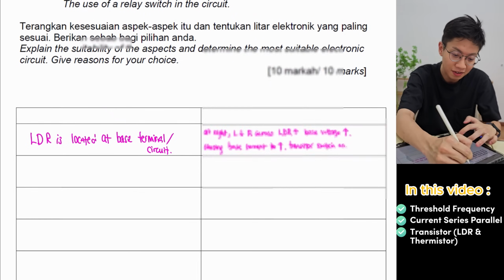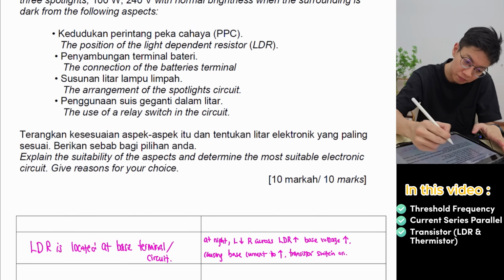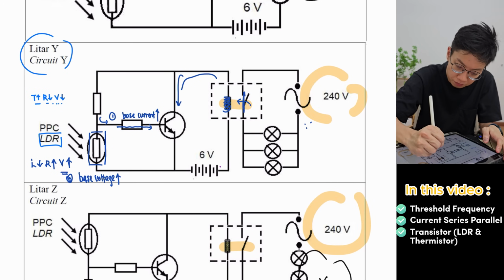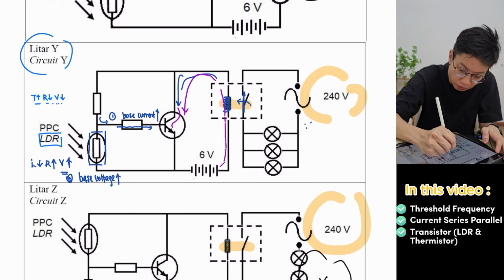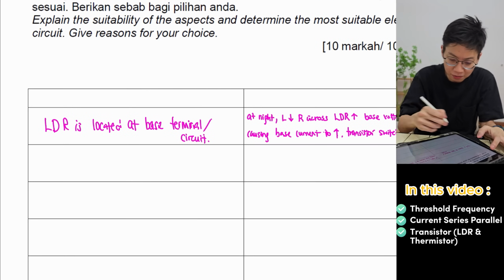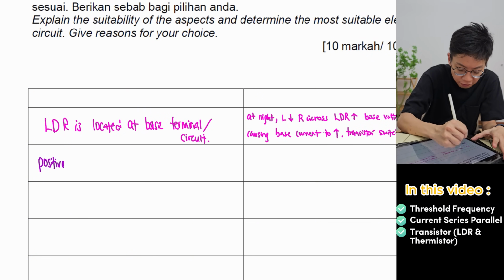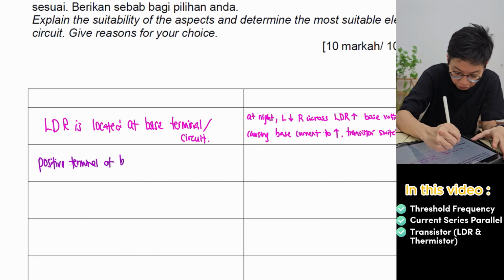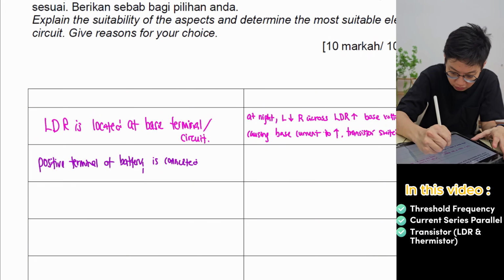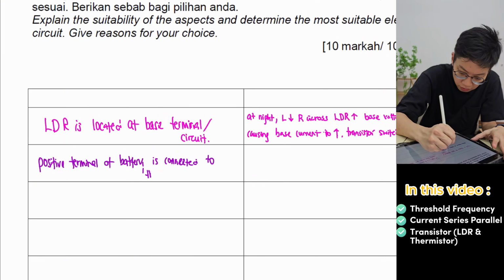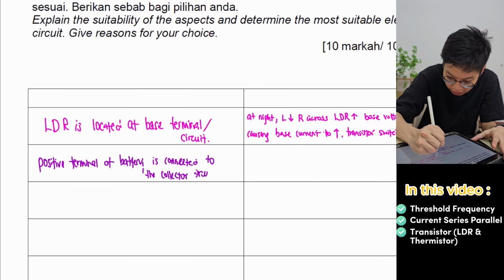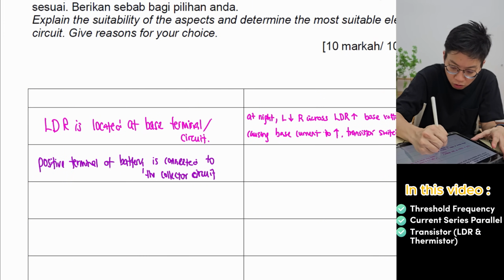Now number 2, what is it? It is the connection of the battery. So your battery's positive terminal must always be connected to the collector, because that's where you want your current to flow. So it's a bit of terms, guys. You can say that the positive terminal of the battery is connected to the collector circuit. You can say collector circuit or you can also call it collector terminal.